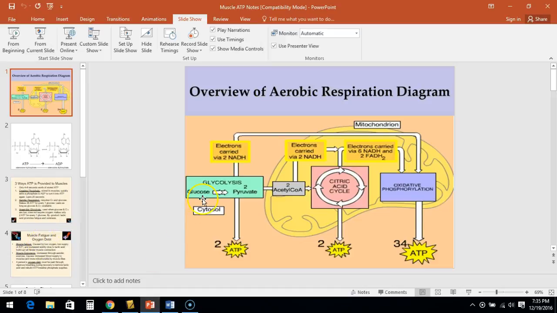Hello everyone, this is the second installment in the Muscular System Notes. So we did a lot of stuff in class, so this one is also going to be reasonably short. This is focusing on what happens with ATP.